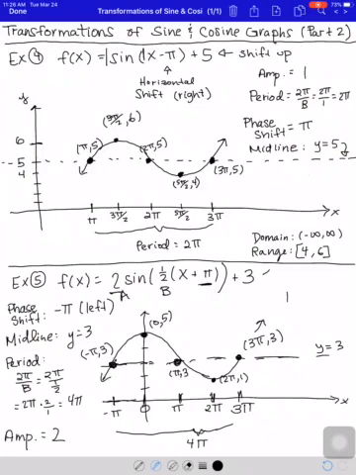And just for completeness, let's just write down the domain and the range here. So let's do it down here. Domain, same as always, all real numbers. And our range, let's see, our y values, the lowest y value is 1, and the highest y value is up here at 5. So our range is 1 to 5. All right.